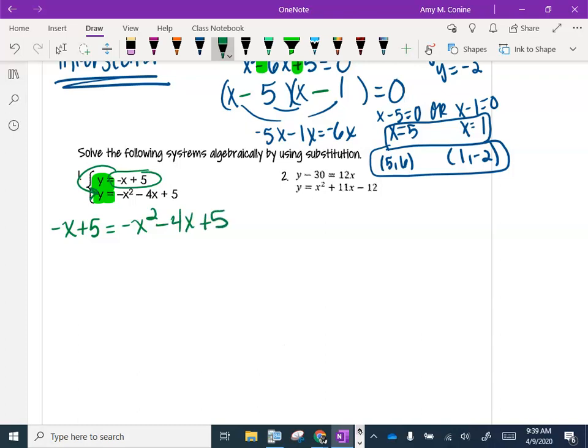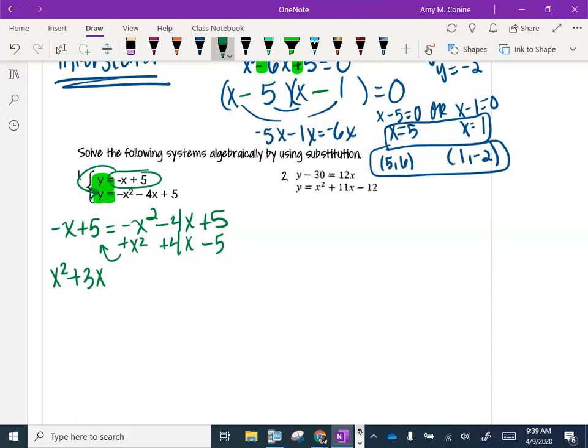Okay, so this is going to seem like a lot, but I want to make my a positive because it is a lot of work to factor with a negative up there. So I'm just going to subtract everything on the left side and move it to the right side, or rather move everything to the left side. So I've got x squared. I'm adding 4x to negative x, which is a plus 3x.